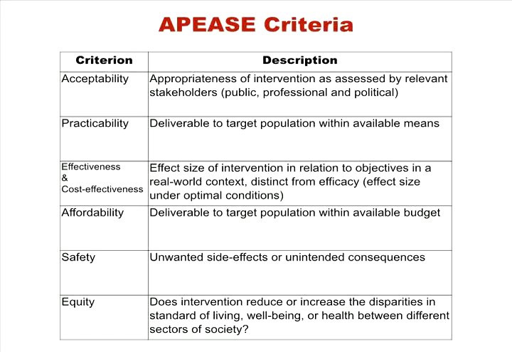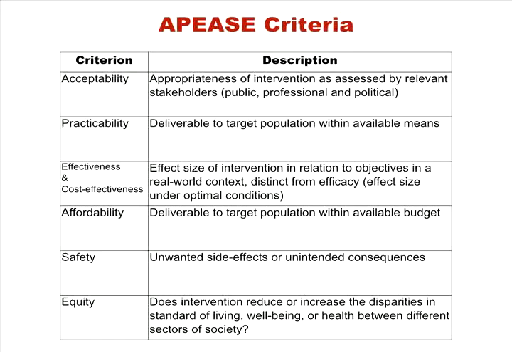So acceptability is the appropriateness of an intervention as assessed by relevant stakeholders. These could be the general public, professionals, or people with a political or policy role. And these, of course, can vary based on your local context and the values and overall ethics of your health system and how you look at that particular intervention. Practicability is whether a particular intervention is deliverable to the target population within the available means. Again, this is a little bit of a qualitative judgment sometimes, because you also have to think about what the competing interventions are that you could deliver for this particular target behavior or other target behaviors.